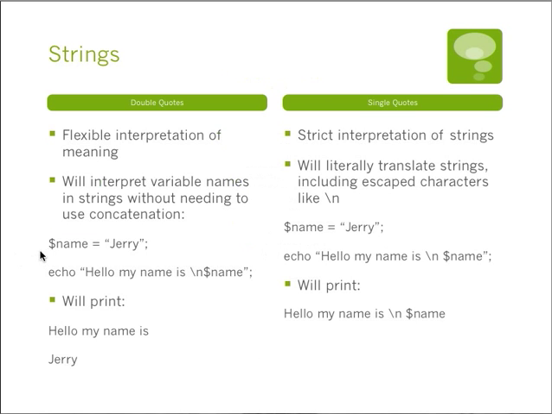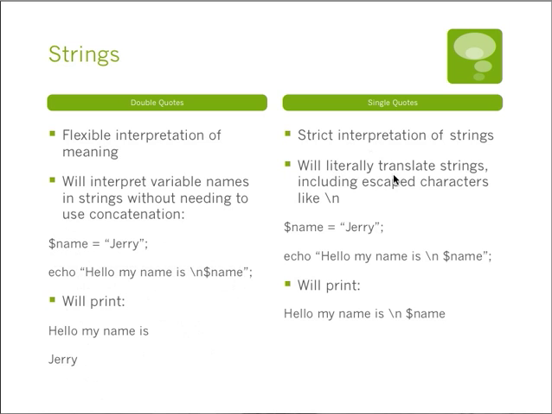So for instance, if I had a variable called $name that was equal to Jerry and I said, "hello, my name is," and then \n for new line and then $name, you notice that everything here is in a quote, and you would expect in Java or C++ that what would be printed is hello, my name is, then the new line, but then $name. And that's not actually the case. PHP will actually try to interpret that $name as being the variable. And so what would be printed is hello, my name is, and then new line, Jerry.